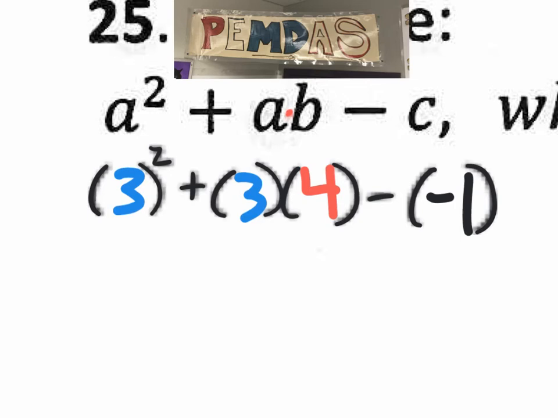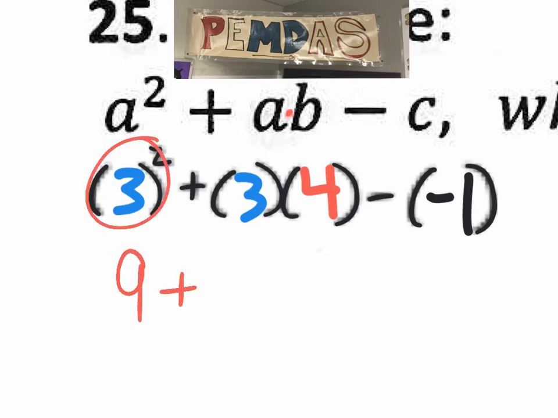So are there parentheses? Yes, there's parentheses, but there's nothing to do inside the parentheses. So you move on to E, exponents. And there is an exponent, 3 squared. What's 3 squared? It's 6, right? 6? Wrong, it's not 6. What is it? It's 9. Okay, so let's go 3 squared, that's 9.